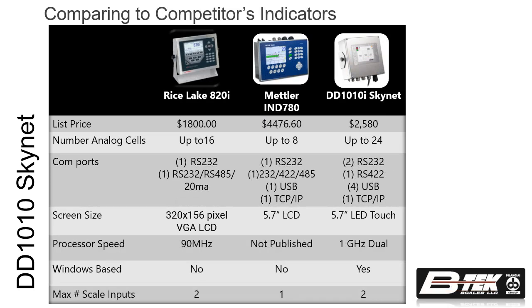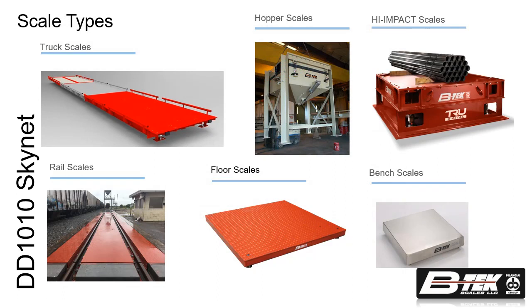When comparing to our competitors, the Skynet is a level above the rest. This high-speed, high-connectivity indicator will hold up to advancing technologies for years to come. The Skynet is very versatile, offering advanced diagnostic functionality and easy data transfer at high speeds. It comes in digital and analog scale versions. It can be used in applications spanning from bench, floor, to truck scales and rail scales.